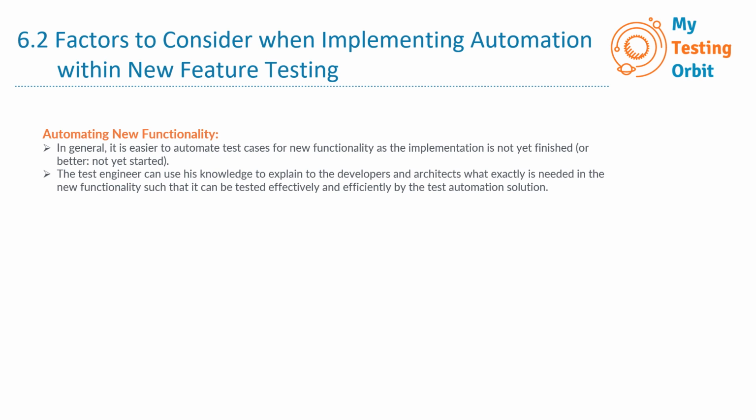When something is still in the early stages, like a new feature in an app or software, at that point it's way simpler to set up tests for it. Because it's not done, the test engineer can sit down with the developers and architects, and together they can figure out the best way to test this new feature using automated tools. The test engineer brings in their testing expertise and shares what is needed for testing the new stuff effectively and efficiently. It's kind of planning ahead to test the new thing thoroughly before it's all set and done.